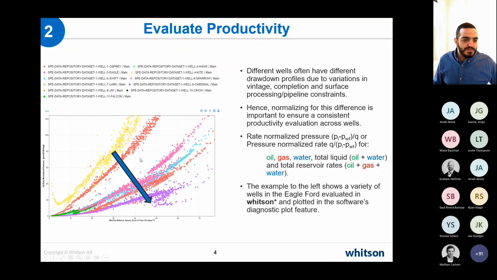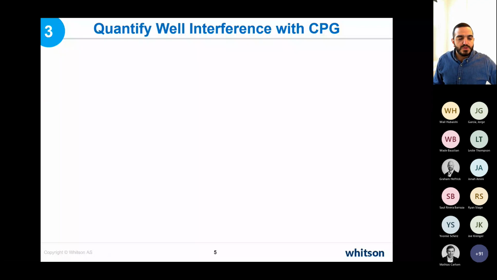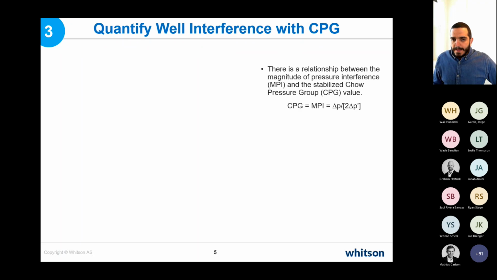Okay, so in this example, you see the increasing productivity, how the productivity for the different wells can be compared, at least in a consistent manner, when it comes to these rate normalized pressures or pressure normalized rates. Now, one of the recent features that we have introduced into the software, or the most recent ones, is this CPG method. And many of you are familiar with this.